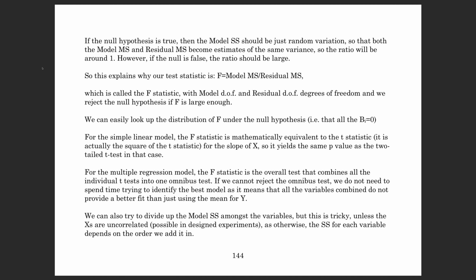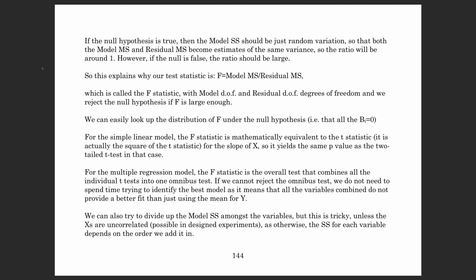So what about the multiple regression model? Well, this is what we call the omnibus test. It's the test that combines all the individual t-tests in one overall test. Clearly, if we can't reject the omnibus test, there's no point in looking for a best model, because it means even if we look at all the variables together, we don't have a better fit than just using the mean value for y.